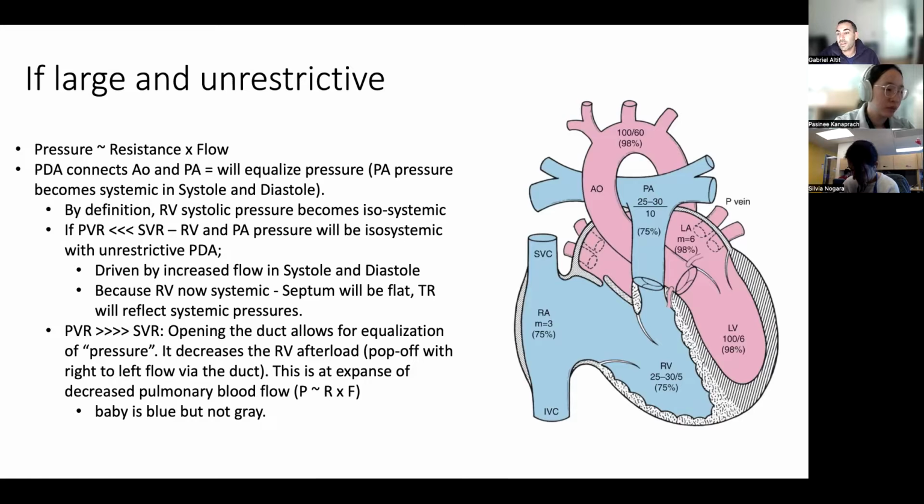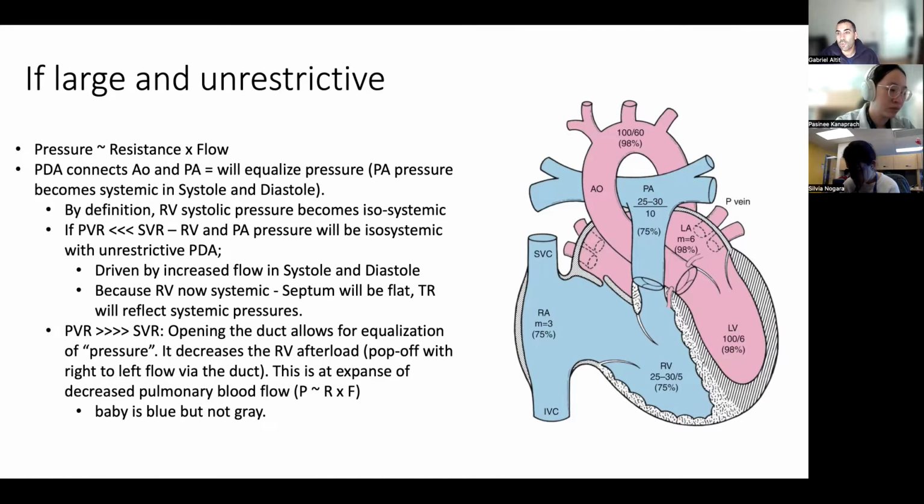You could have LV fibrosis or ischemia. All these reasons could lead to high LV end-diastolic pressure. Some syndromes like Turner can be associated with high LV end-diastolic pressure. So this can be reflected at the LA level and at the pulmonary vein level.